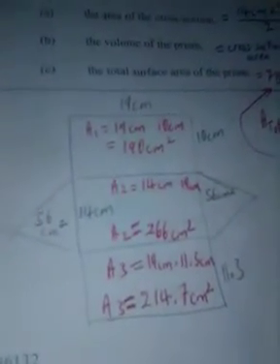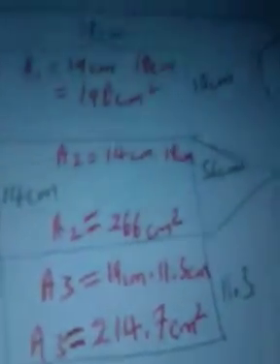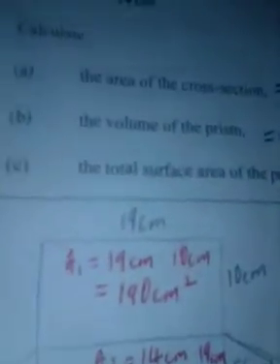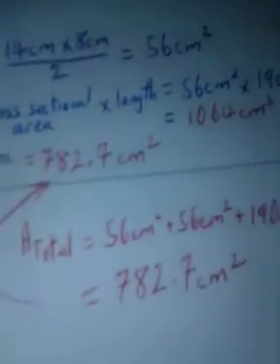Now to find the surface area, I have to open up the shape. See, look how I have it open. I've got 3 rectangles and 2 triangles. Now we found out what each one of these triangles is, 56, and this one is also 56. Now I need to find out what each one of these rectangles are. Each side is 19 centimeters long. Now how wide are they? The width of one side is 10, then the width is 14, then the width of the other side is going to be 11.3. So I have to find each area, and then I add up all of the areas, and I got 782.7 square centimeters.